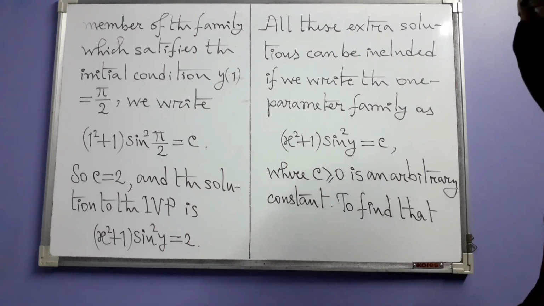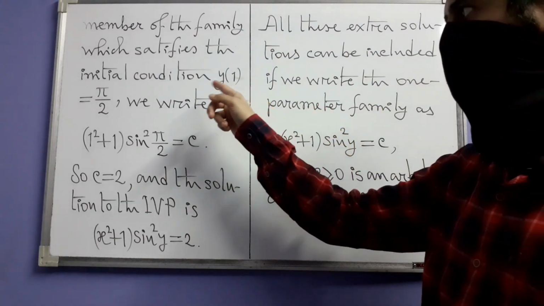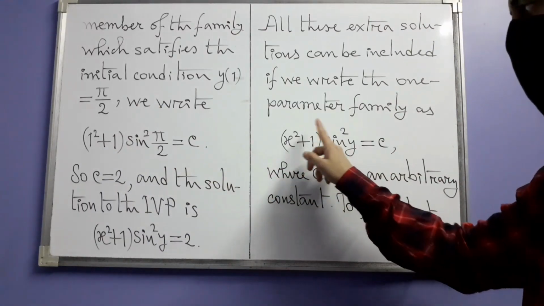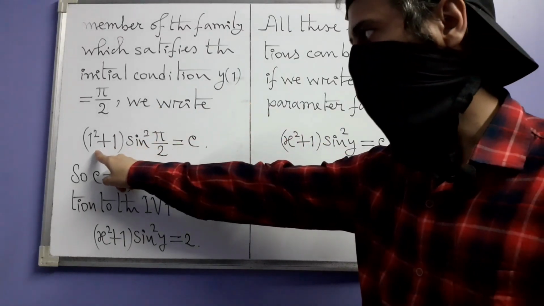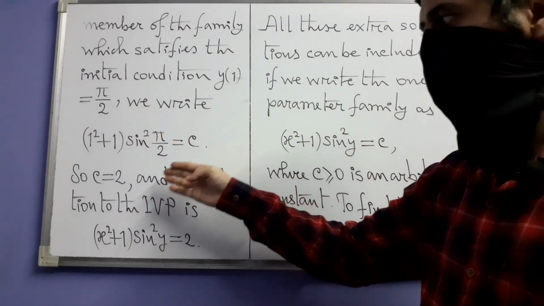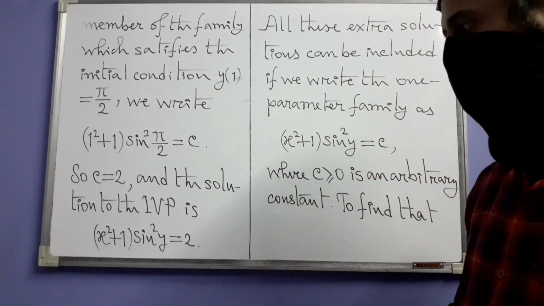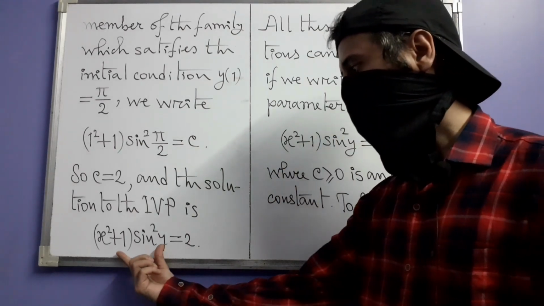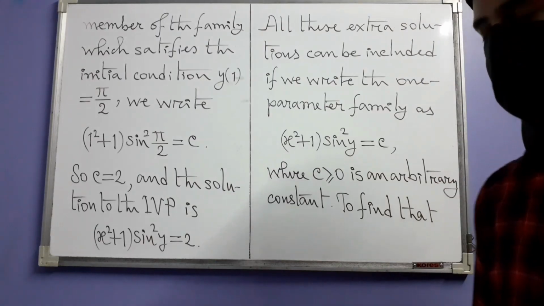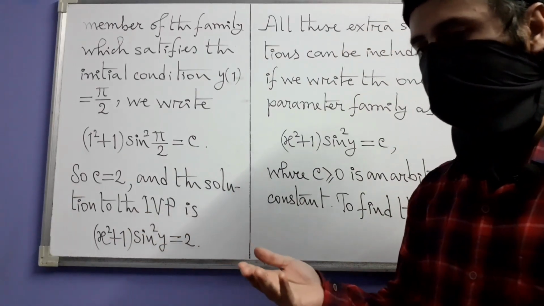And now in this family we are looking for that member which satisfies our initial condition. So we just put the values here. So x is equal to 1 and y is equal to pi divided by 2. So that gives us this equation which tells us that C should be 2 if that has to happen. So that means the solution to our IVP is this particular solution, x square plus 1 times sine square y is equal to 2.